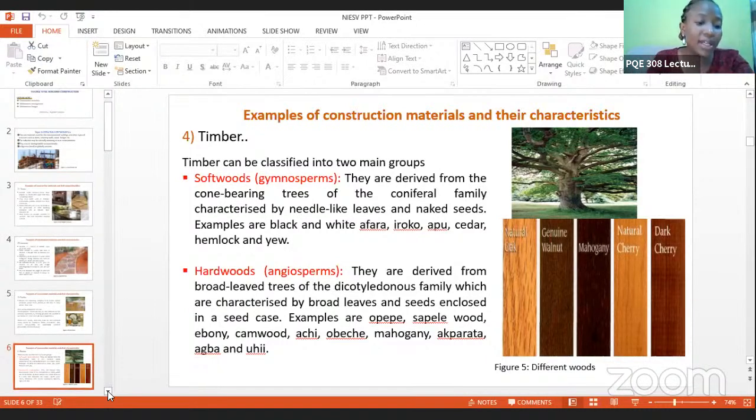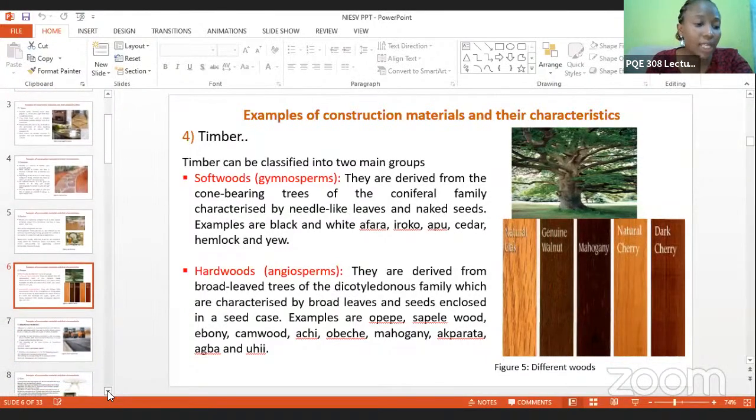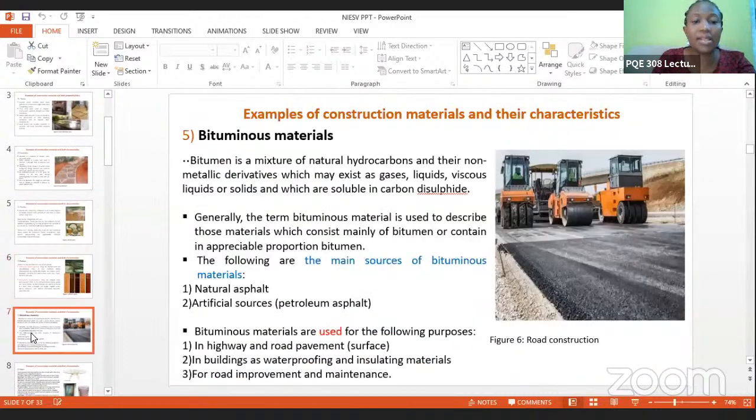Another construction material we want to talk about is the bituminous material. When we are talking about bituminous materials, I'm very sure we know what they are, especially for road construction. We know we have asphalt, we know we have bitumen, and I'm sure we've seen road construction, or we've even participated in road construction before. So bitumen is a mixture of natural hydrocarbons and their non-metallic derivatives. It may exist as gas, liquid, viscous liquids, or solids.